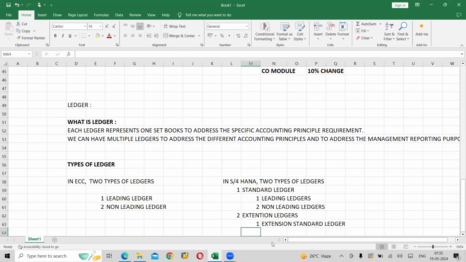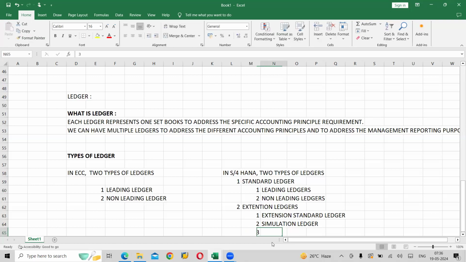Next one, we have the simulation ledger. And the third one, we have the predictive or commitment ledger. Very important. This is the predictive or commitment ledger.